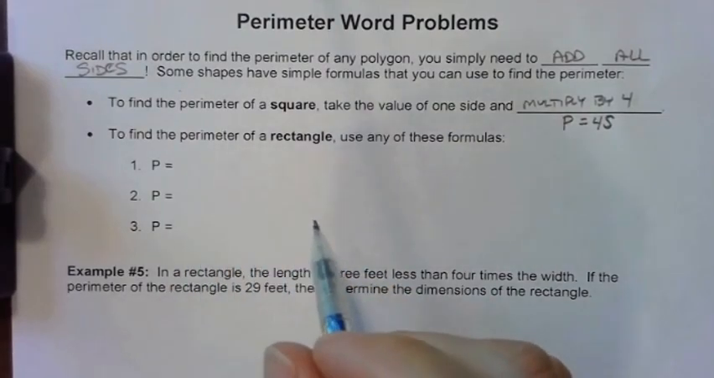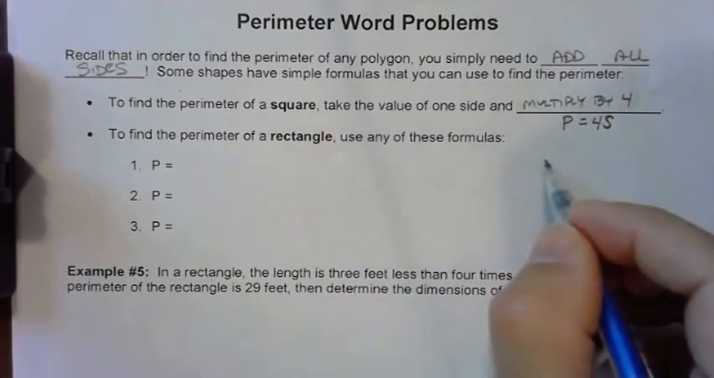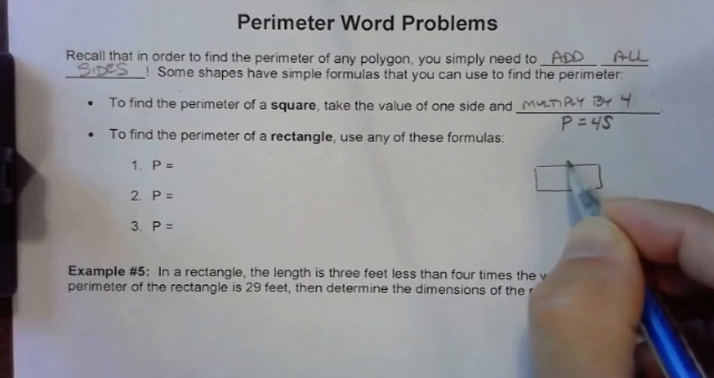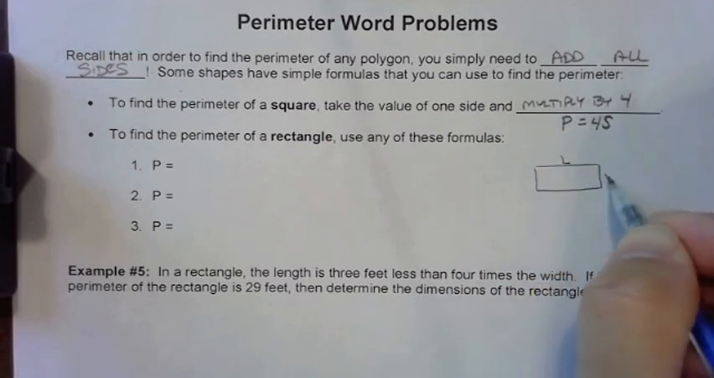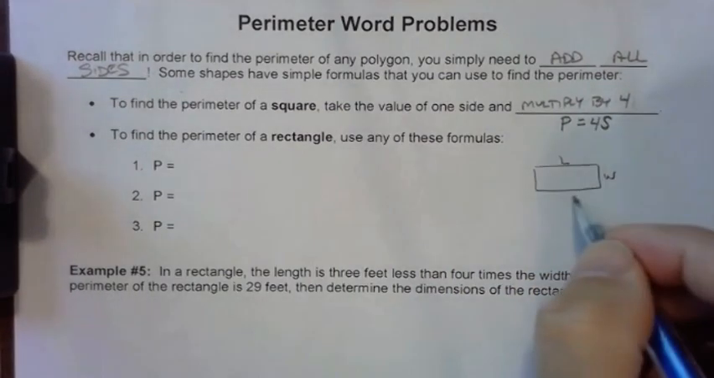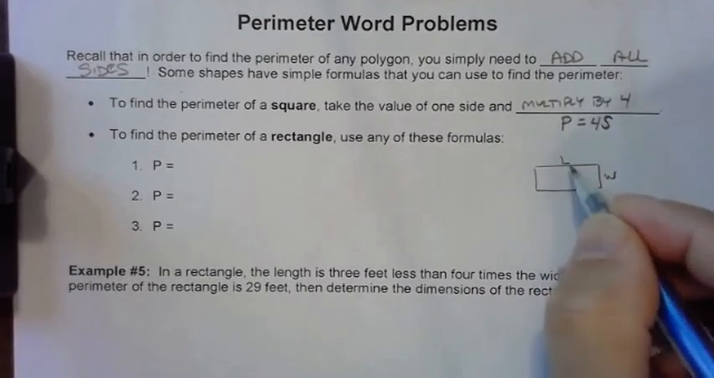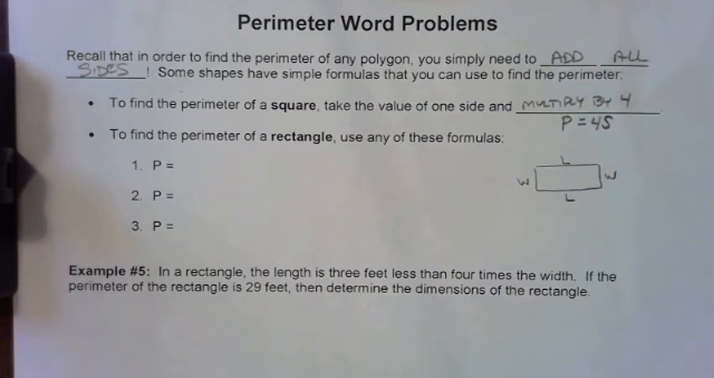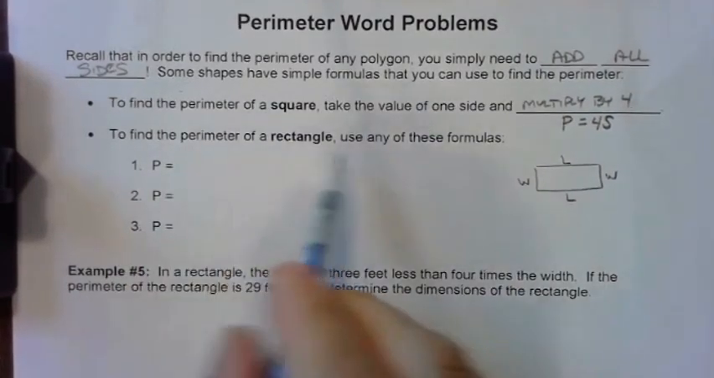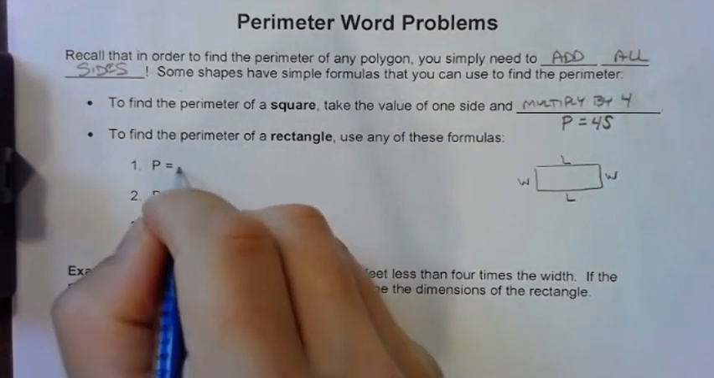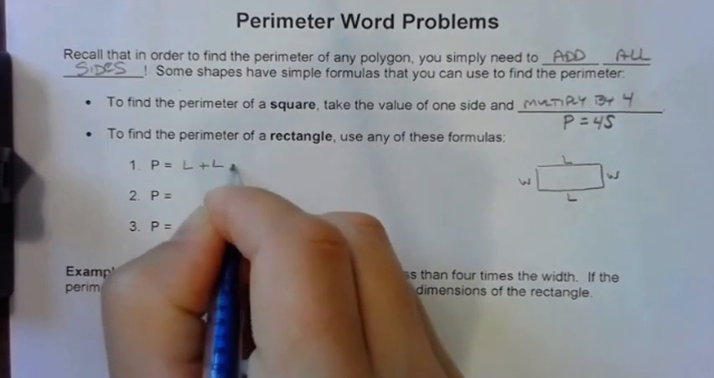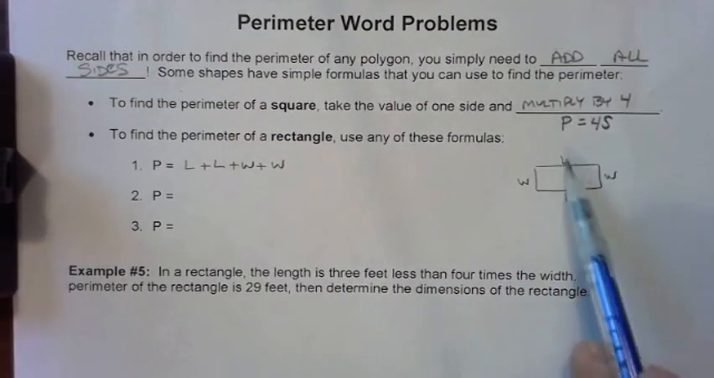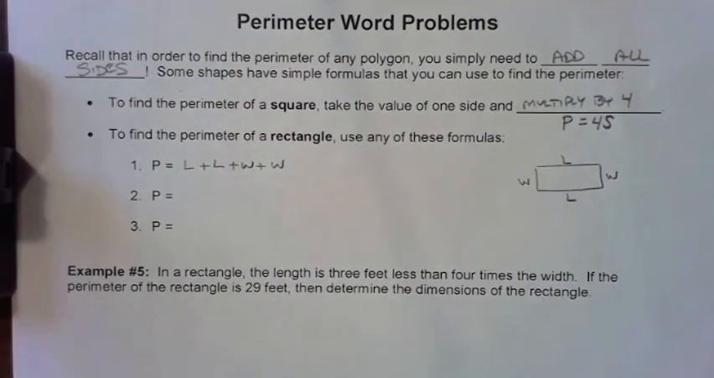If you're working with a rectangle, there are actually 3 different formulas that you would be able to use. We can think about a rectangle as having a length of L and a width of W, and the sides that are across from each other have the same measurement. So one easy way to find the perimeter of a rectangle is to add the 4 sides together: length plus width plus length plus width.